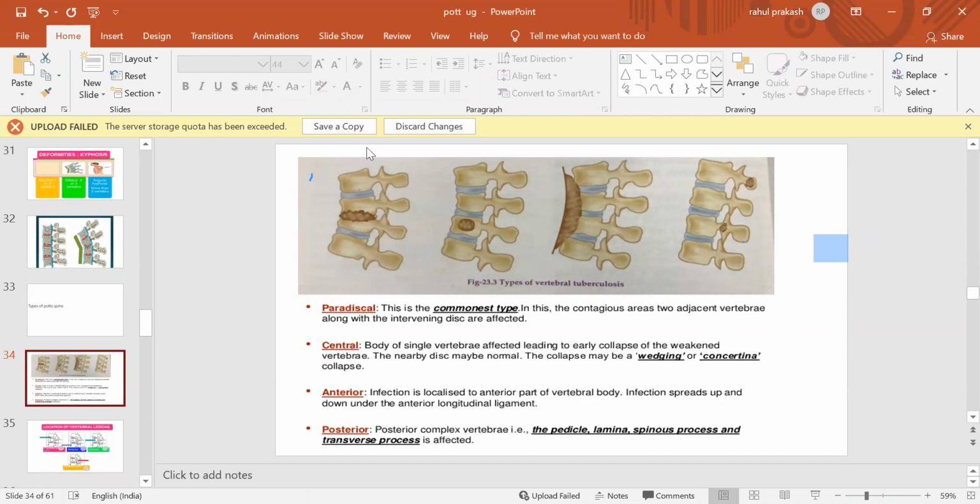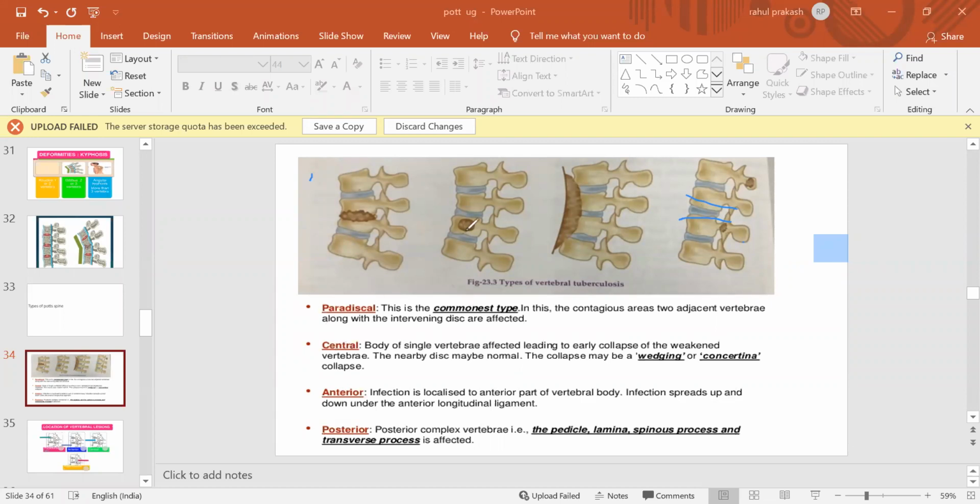So see, this is your disc. If the problem is here on the side of the disc, right on the side, problems attached to the disc, this is known as paradiscal. Any problem which is at the side of the disc is known as paradiscal. It is the most common type. Remember this: it is the most common type, which will be beside the disc. So paradiscal is the most common type.